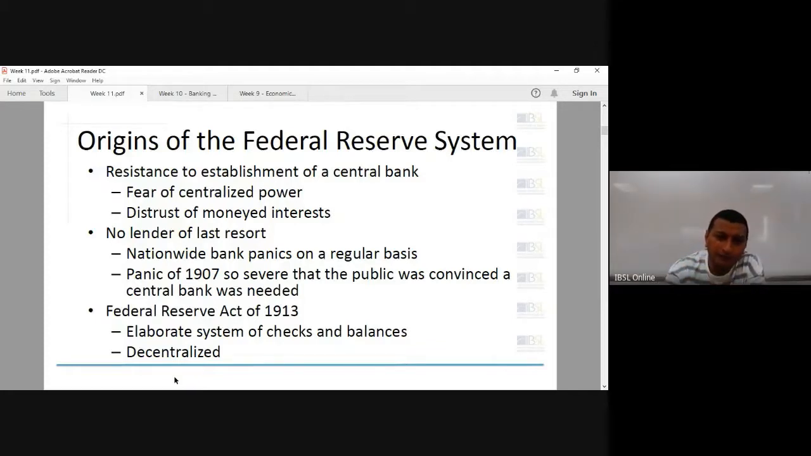And then, of course, the 1907 panic that was so severe that the public, although the power bases in these states still had resistance, was convinced a central bank is required for the US. And the US Central Bank Act was enacted in 1913. It is not centuries old. Of course, it is now about 107 years old.